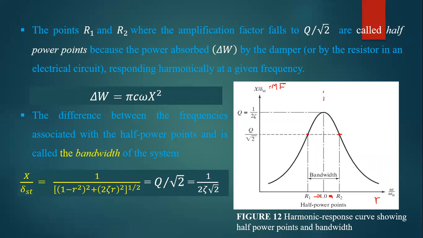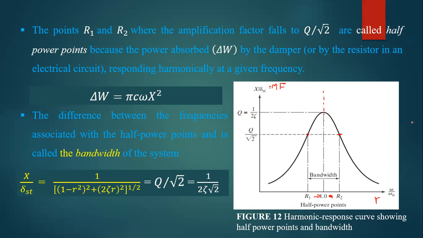We can observe the resonance situation at this point. So the point where resonance takes place here, it is Q, which is equal to 1 over 2 zeta. That is what we call the quality factor, or Q factor.